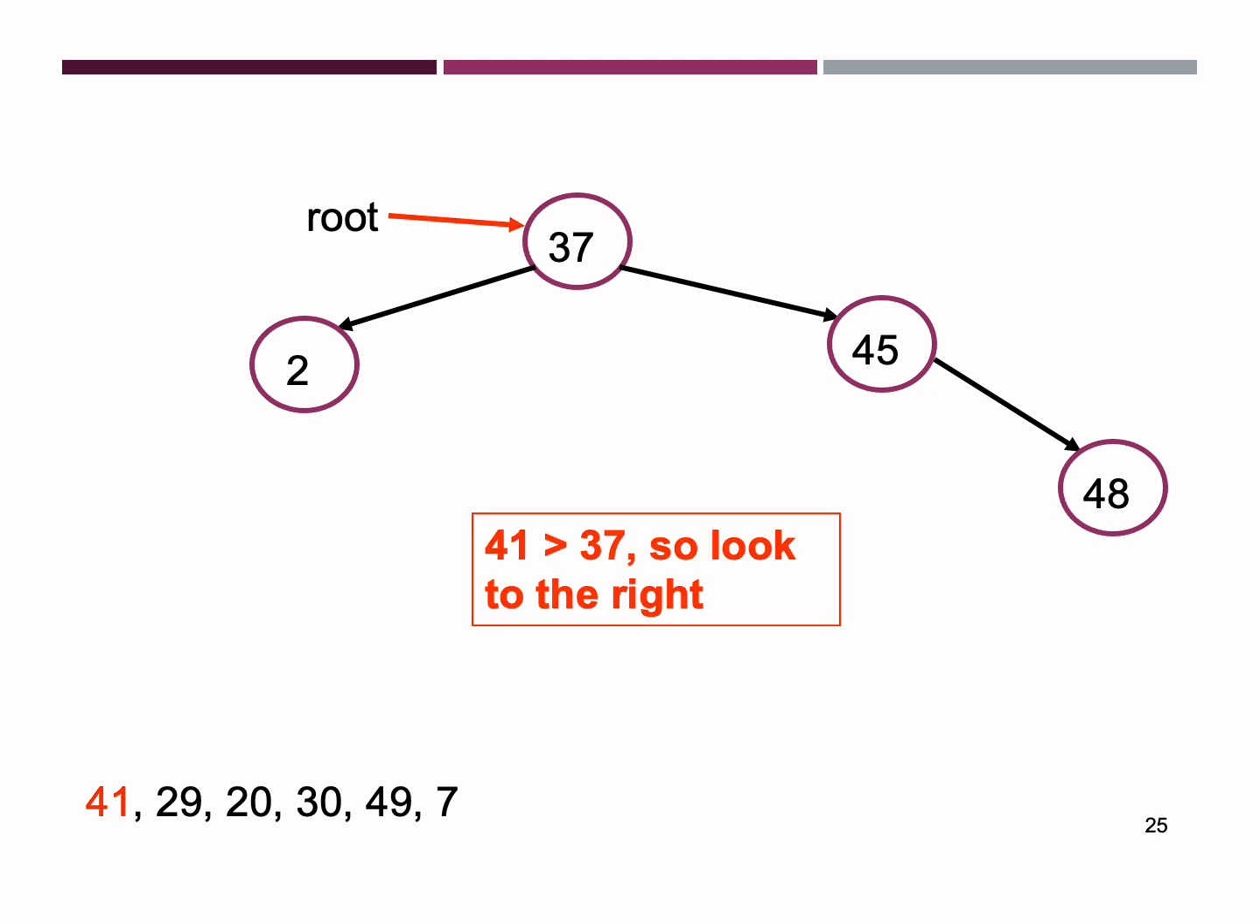Okay, now next we have 41. First we'll start from the root. 37 is the root, so we see that 41 is greater than 37, so look to the right. We were searching whether there is any right child, and we already have 45 on the right, so we'll compare it with 45 next.